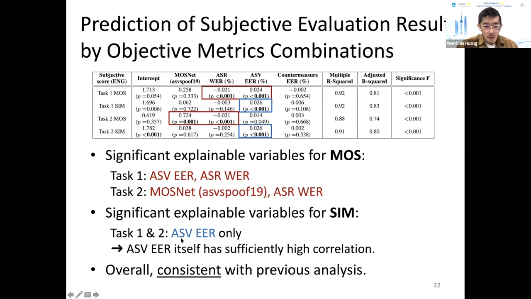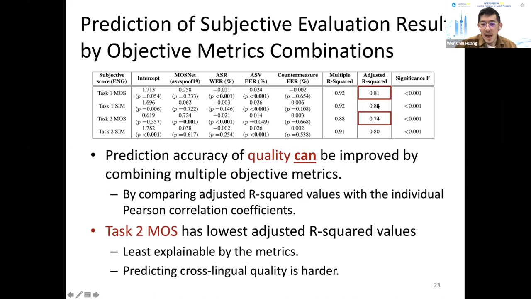Overall, we would say that this kind of analysis is pretty consistent with the previous analysis, saying that, for example, the ASR and the MOSNET are responsible for quality, and ASV is responsible for similarity. And we can also see that if we compare these adjusted R-squared scores with the correlations in the individual section, the prediction accuracy of quality can be improved by combining multiple metrics.